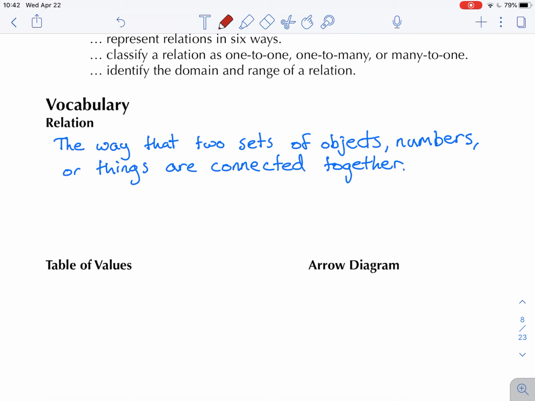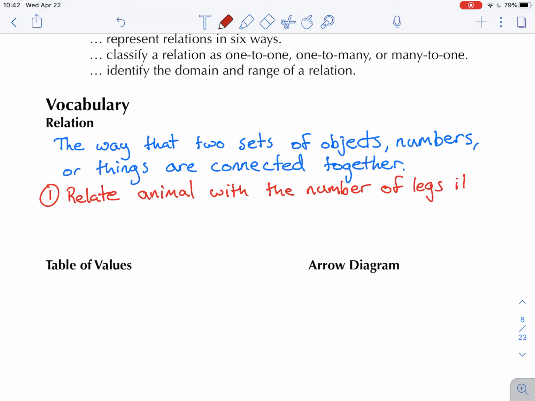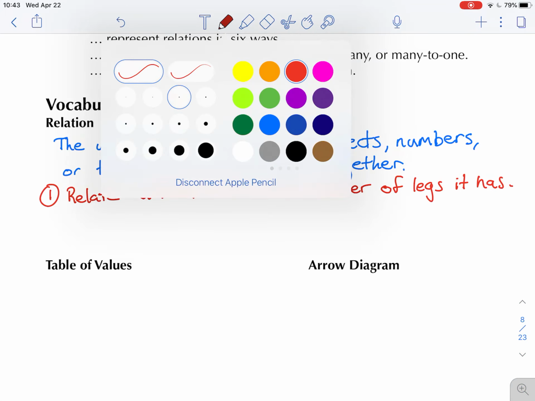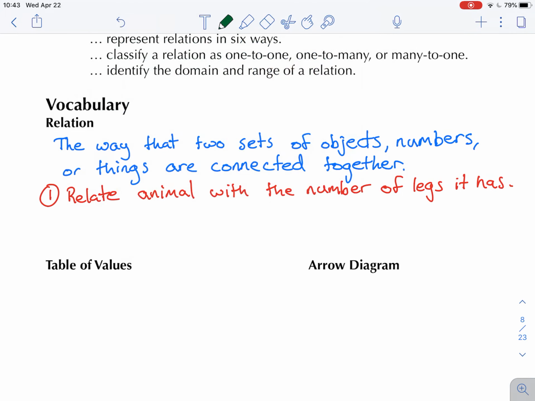So we're going to do 2 relations. We're going to represent them in 6 ways. The first relation that we're going to do is we are going to relate an animal with the number of legs it has. So this is a relationship between animals and numbers.